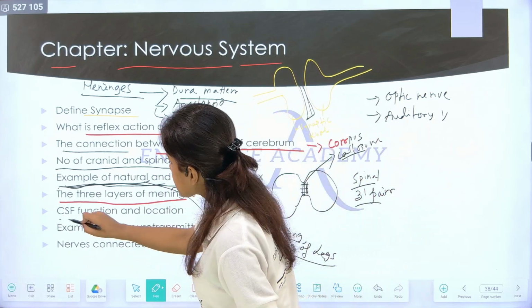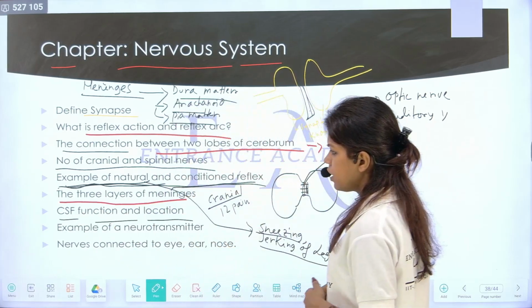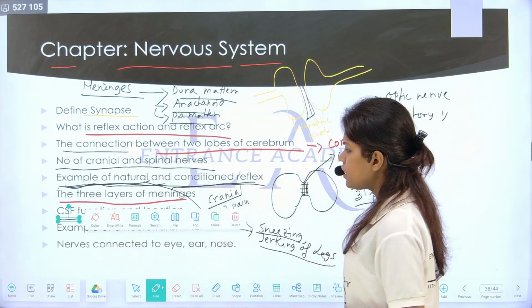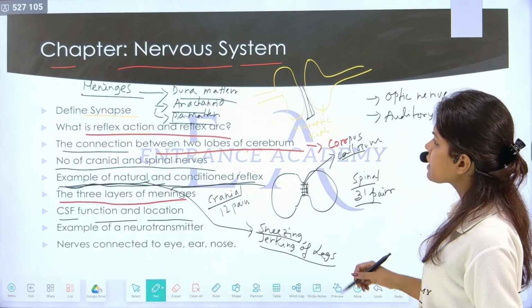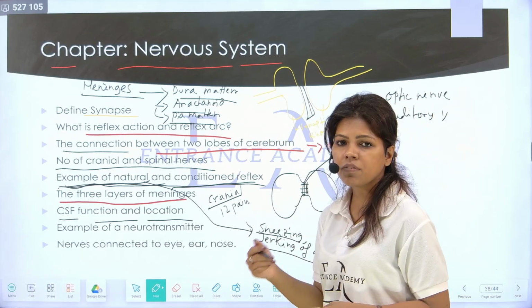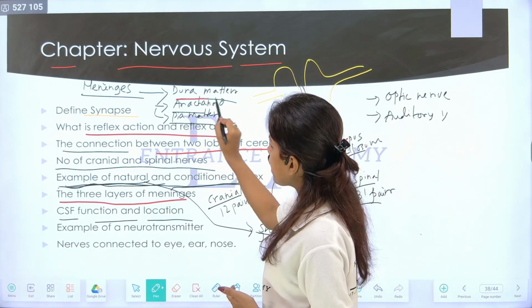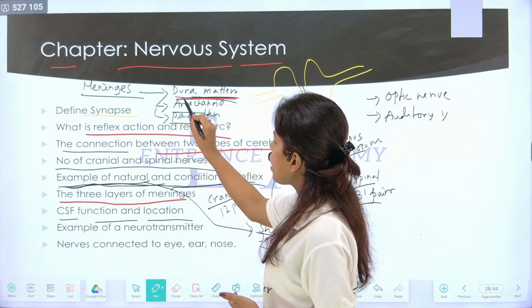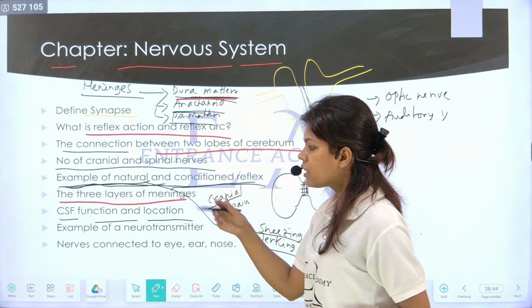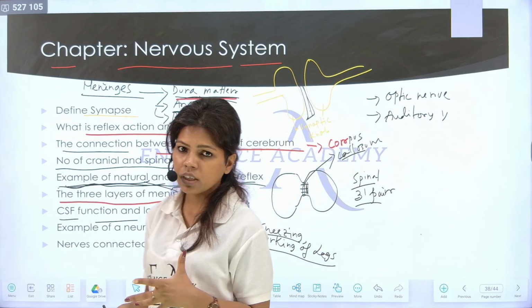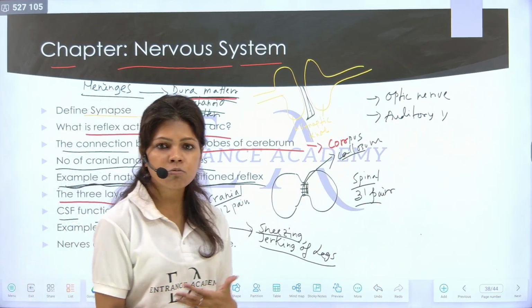Next, CSF function and location. CSF is cerebrospinal fluid. Where is it present? It is present inside the ventricles of our brain, inside the spinal cord, and in between the layers of the meninges. That is, in between the layers of dura mater, pia mater, and arachnoid. The fluid CSF will be present, and it acts as a shock absorber, and a medium which provides nutrition to the brain cells.